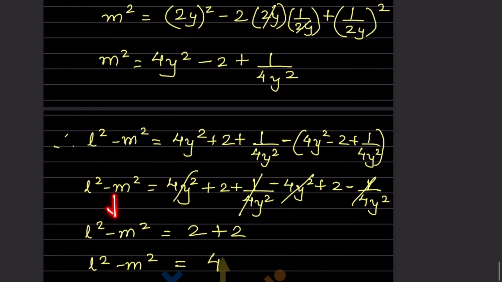So L square minus, this is the same. What happens here? Plus 4y square minus 4y square gets cancelled, plus 1 by 4y square minus 1 by 4y square gets cancelled. So what will remain here? 2 plus 2, that is 4. So L square minus M square is 4. By this we have completed this question.